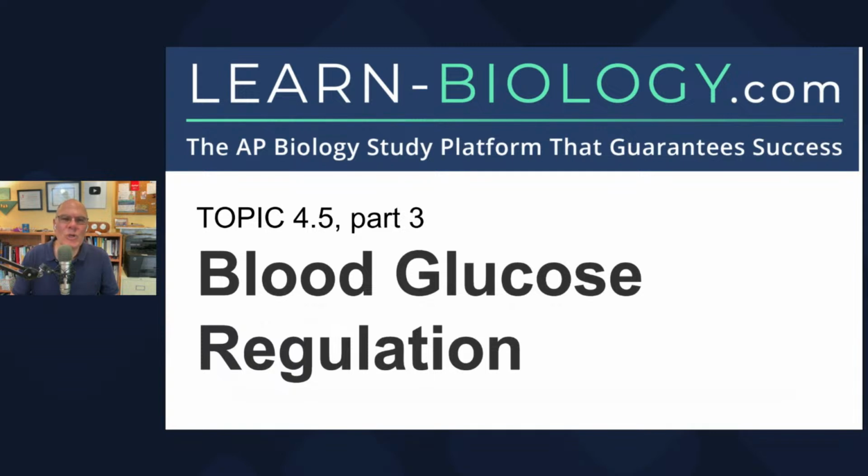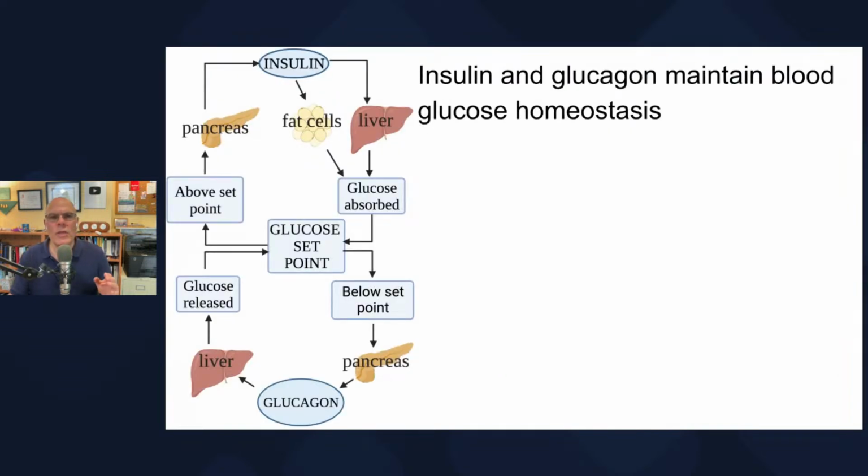Now let's turn to another example of homeostatic regulation, and that's blood glucose regulation. And that's a topic that shows up very, very often on the AP Bio exam. The system that we're going to talk about is a paired antagonistic system that involves two hormones, one of which is insulin, one of which is glucagon. And working together, they maintain blood glucose homeostasis within a relatively narrow range.